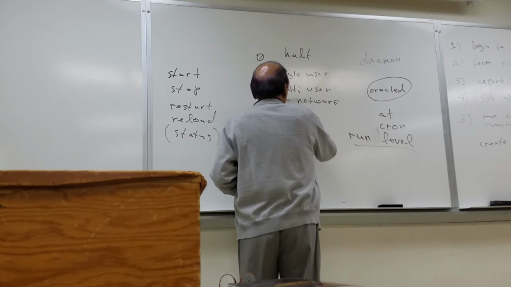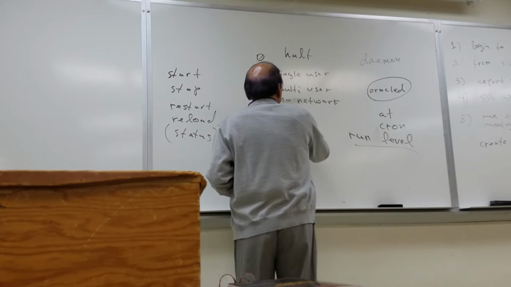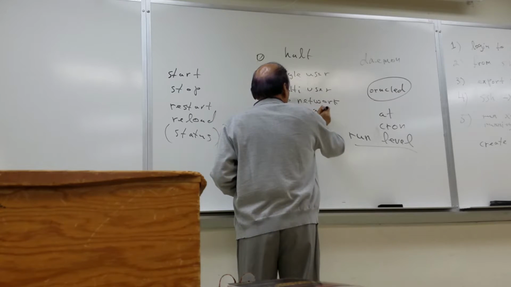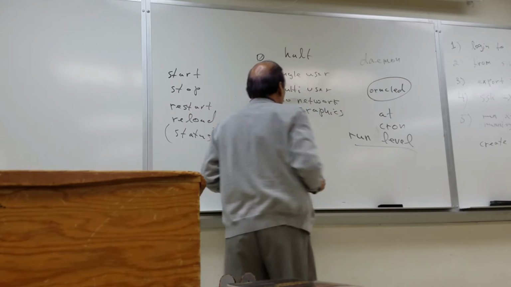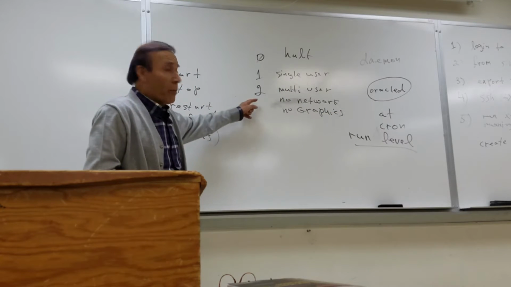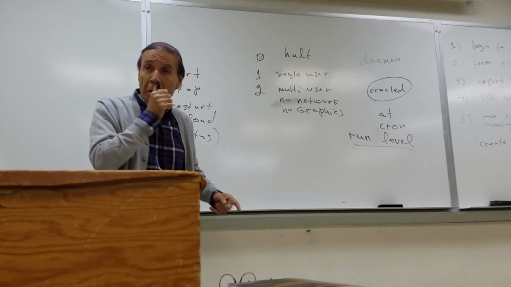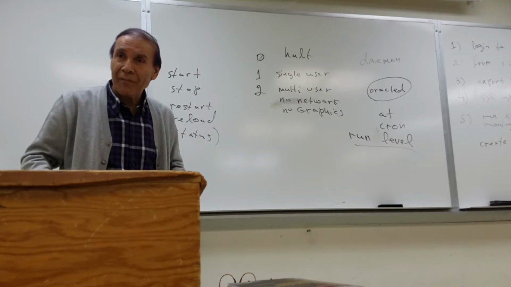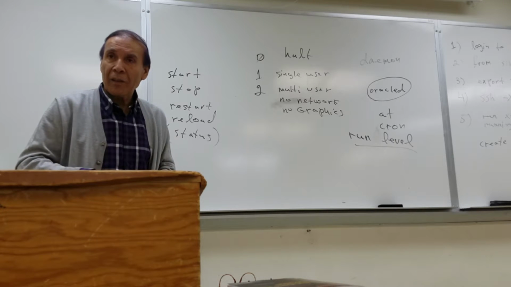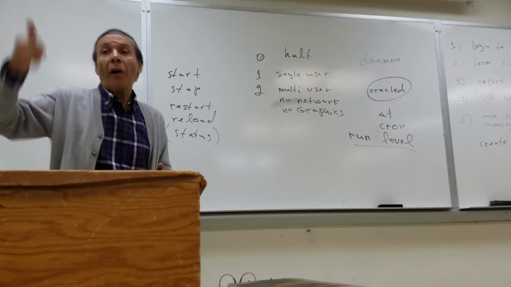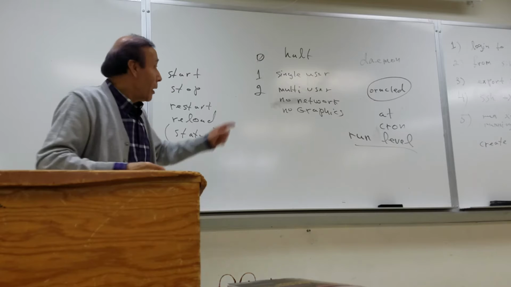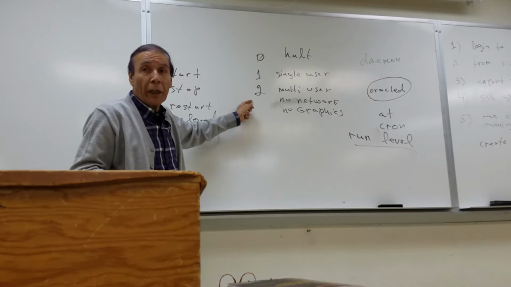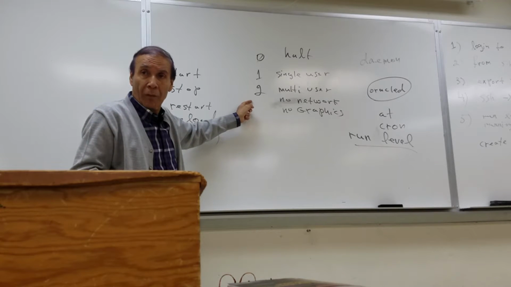No network, and no graphics. I think the network just works on level 3 and up, right? The advantage of run level 2, it means multi-user, different users could log in. But the network is only going to work on level 3 and up, right? 3, 4, 5, and 4, yes. So on 0, 1 and 2, network doesn't work.